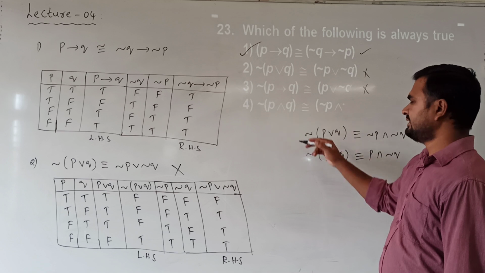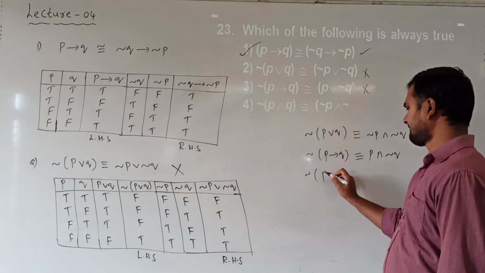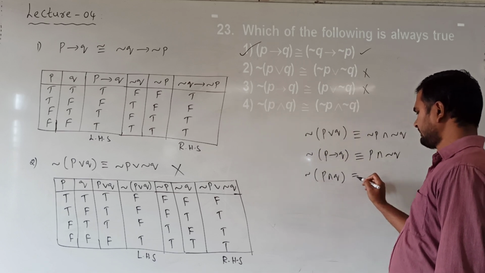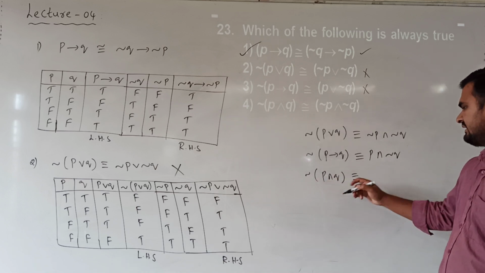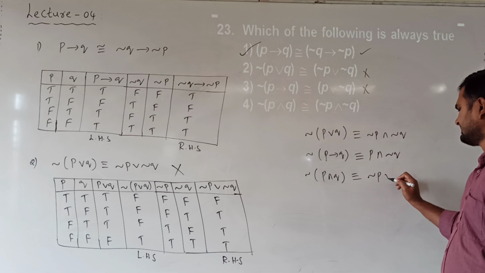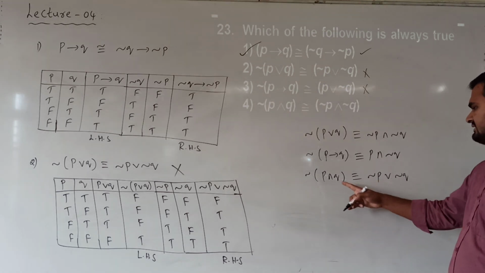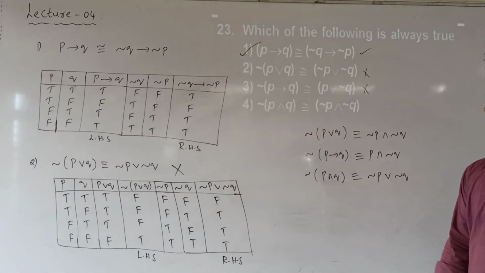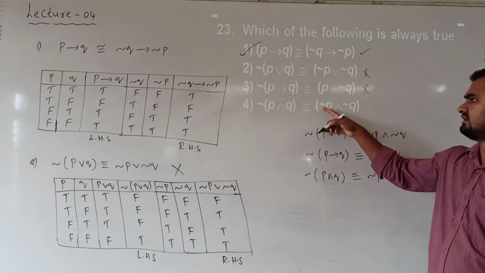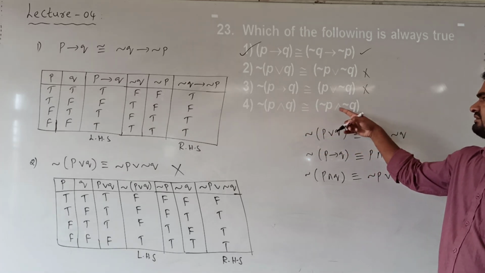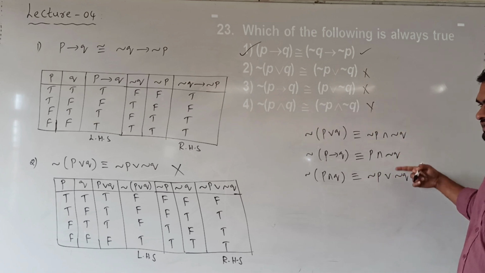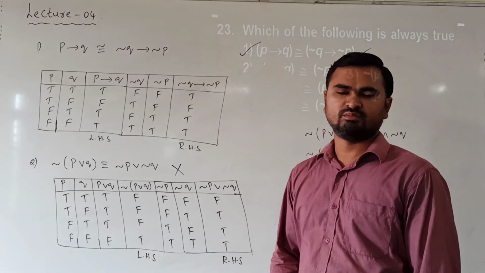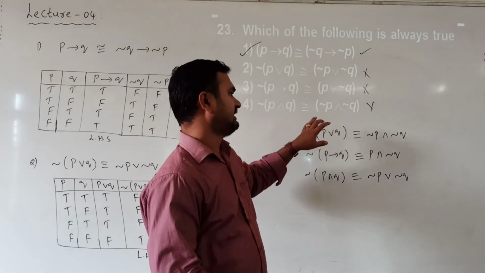Next, negation of P and Q. What is the negation for the AND operation? It is negation P or negation Q. So AND will become OR. Then the fourth option, negation of P and Q, they have given negation P and negation Q. This is false. So these are correct. Okay. So if you can remember formulas, we can write the answer directly.